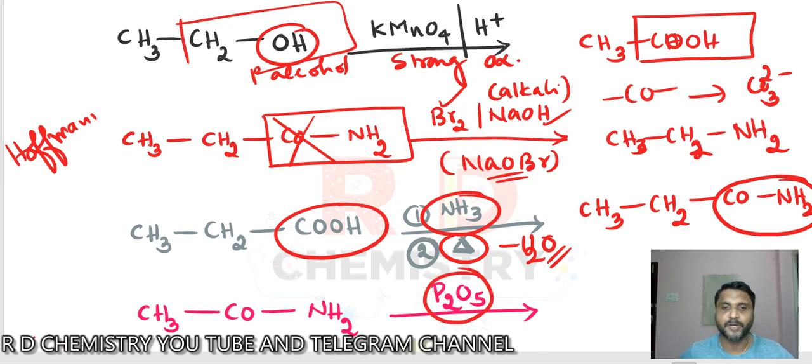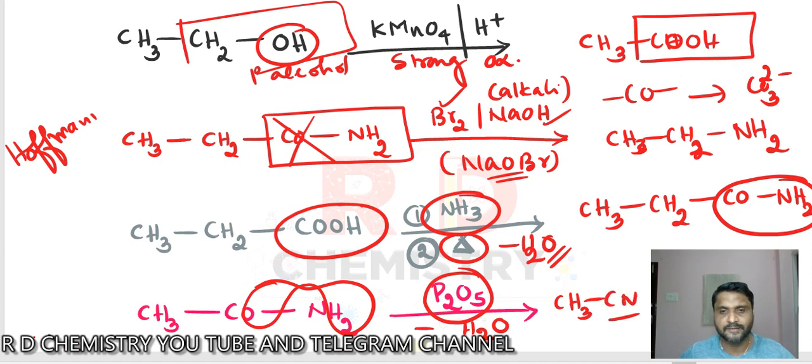P2O5, phosphorus pentoxide, is a dehydrating agent. Remember, dehydrating agent. Sulfuric acid is also a dehydrating agent. So what you do is remove the water molecule like this. So we'll be left with CH3 and CN, so we are going to get cyanide. Reverse the reaction. When you reverse the reaction, cyanides can be hydrolyzed to give the amide. Amide finally gives the carboxylic acid. Okay, right?